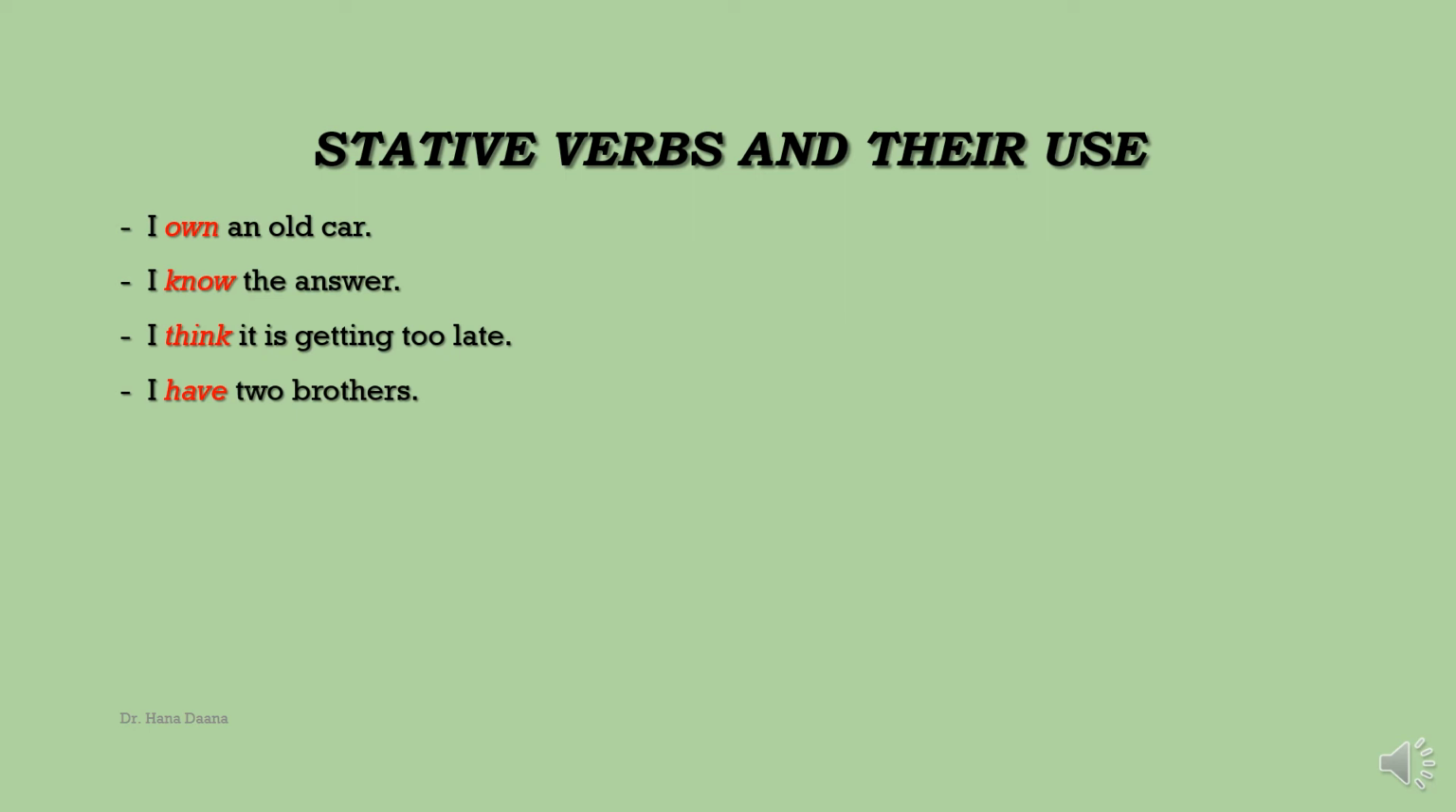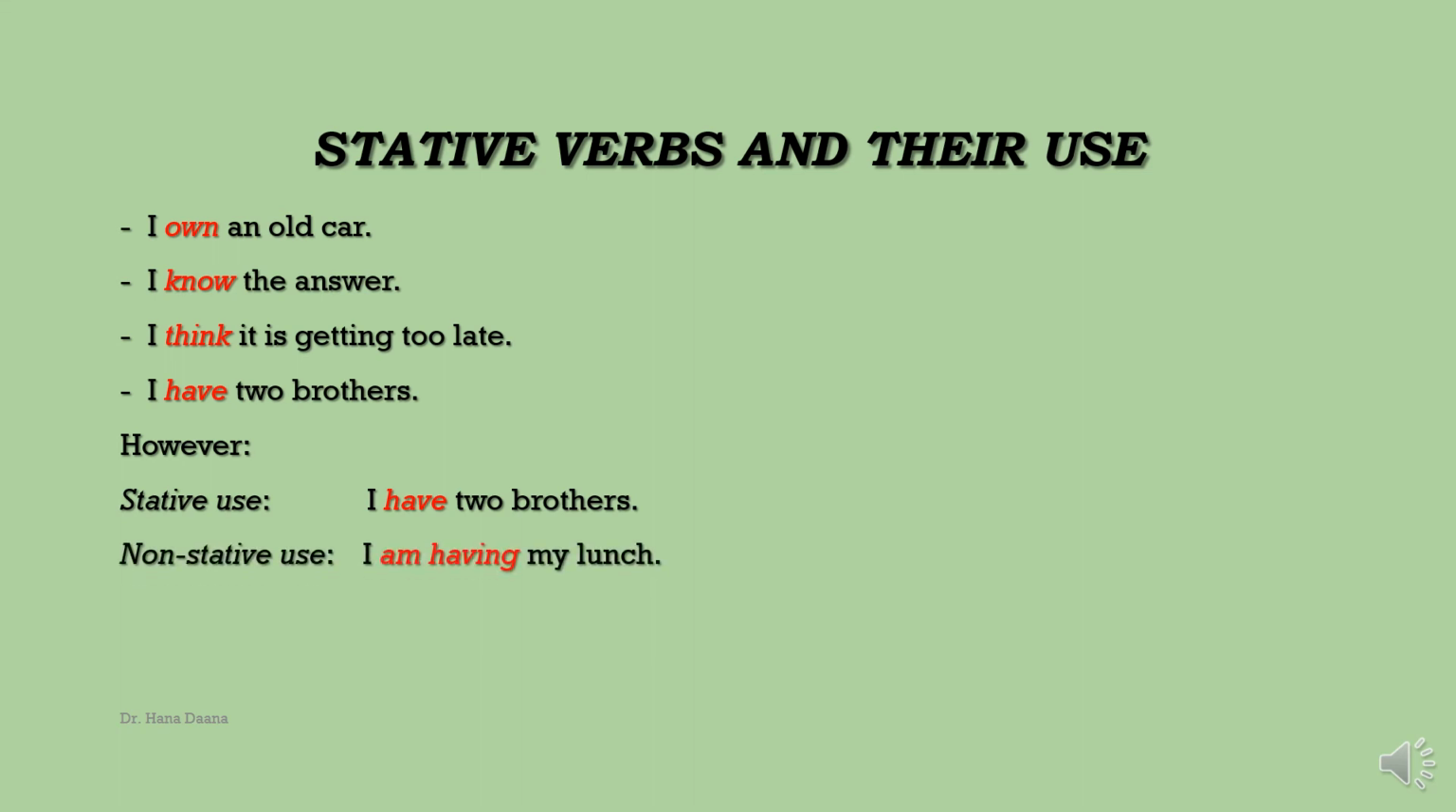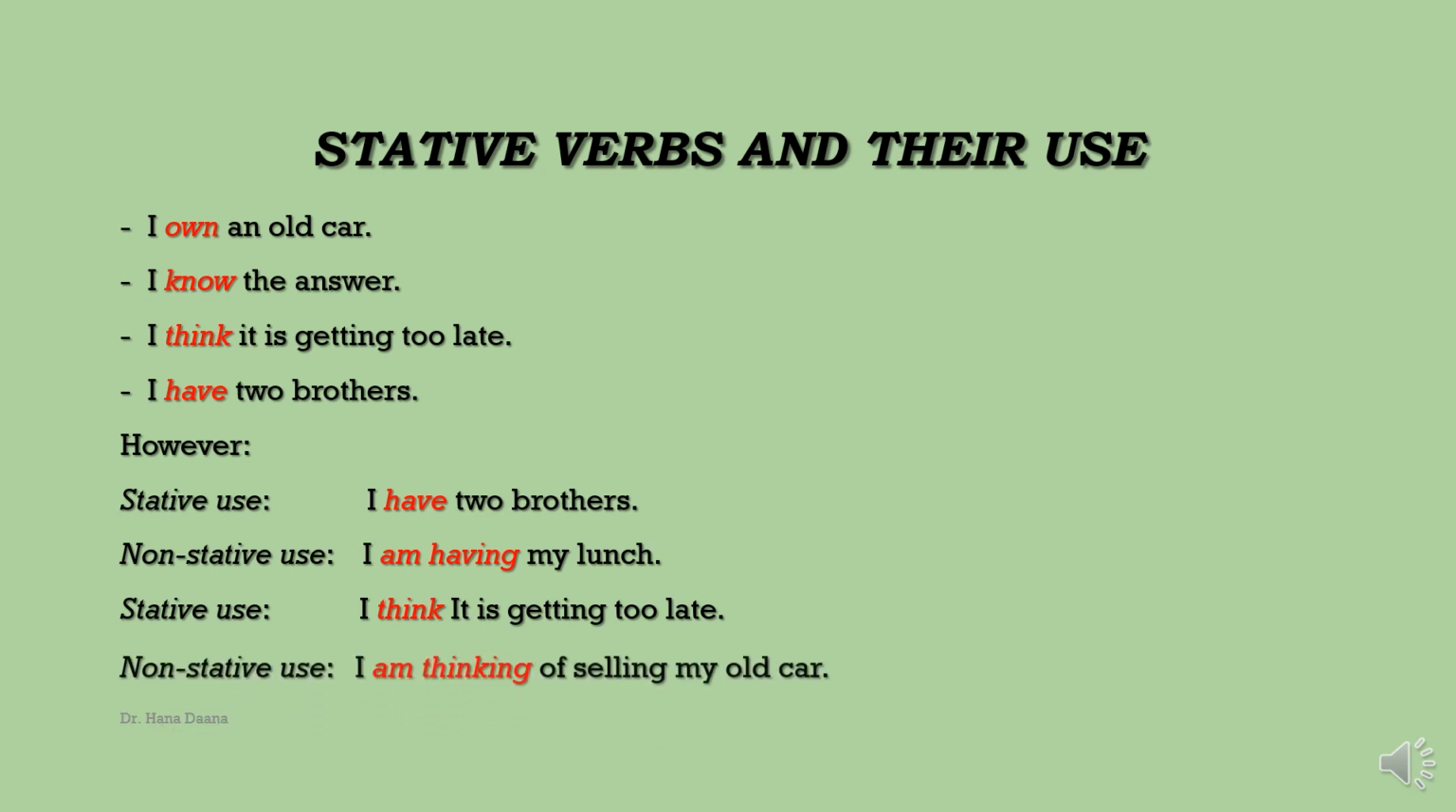Hence, a verb which is used to portray a static situation may also have a non-stative use. This can be exemplified by the following sentences. I have two brothers and I'm having my lunch. The verb have in I have two brothers is used in a stative manner, while I am having my lunch is an example of the non-stative use of the verb have. I think it's getting late is an example of the stative use of the verb think. I'm thinking of selling my old car is another example of the non-stative use of the verb think.